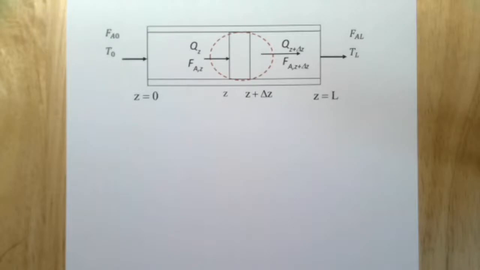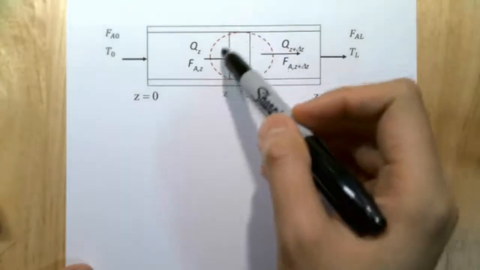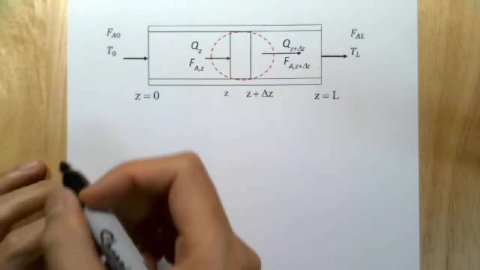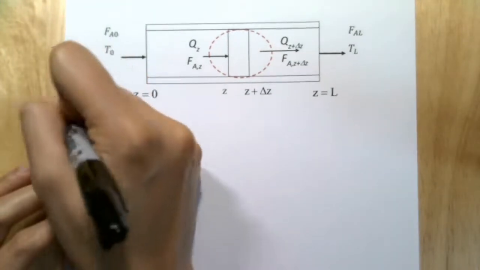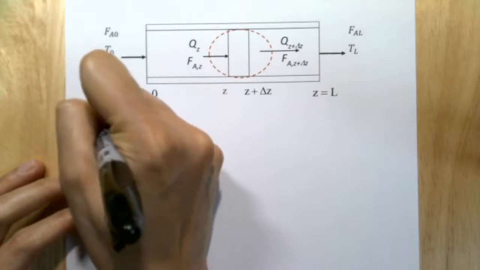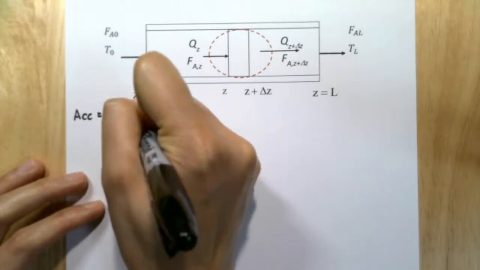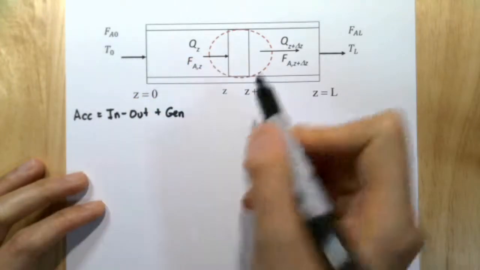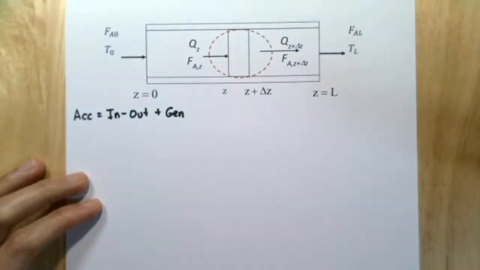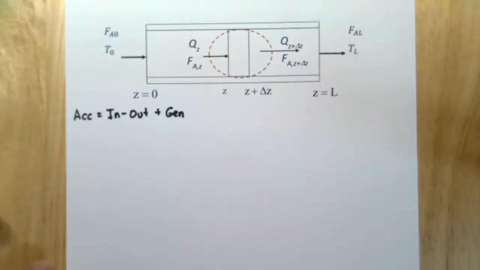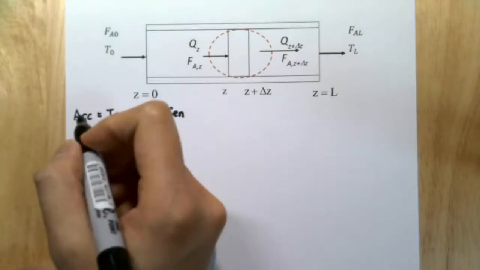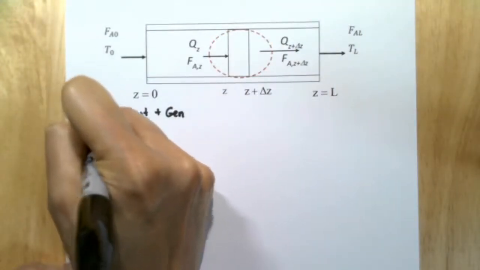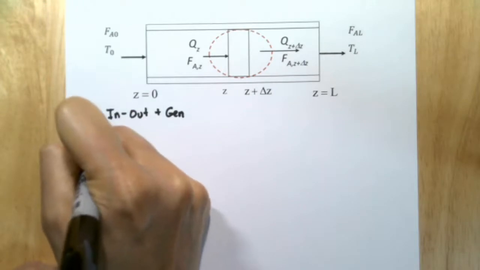To recap, we have to write our material balance over our control volume in our plug flow reactor. The general material balance is given by accumulation equal to the incoming flows minus the outgoing flows plus the generation term. And we have to apply this over our control volume. So let's write out the expression for each term. The accumulation term can be written as the volume of the control volume times the change in concentration of A with time.